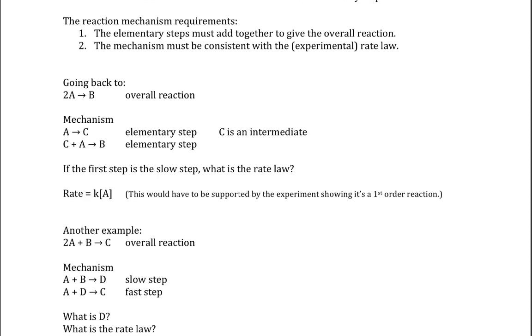Now, we read it directly. We see that A doesn't have to combine with something else. It just simply becomes C. So that means it's first order with respect to A. We would say the rate of that overall reaction must be rate equals Ka. And then that would have to be supported by an experiment that shows from all of the data that in fact the reaction is first order overall.